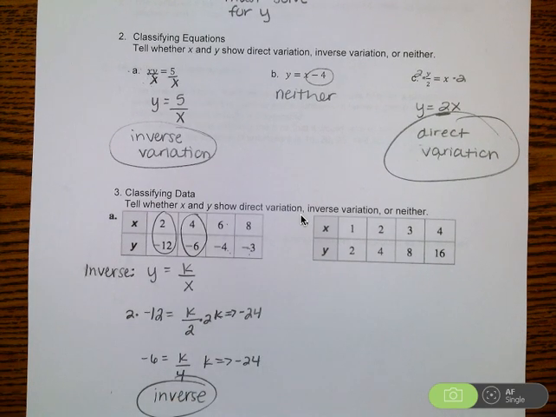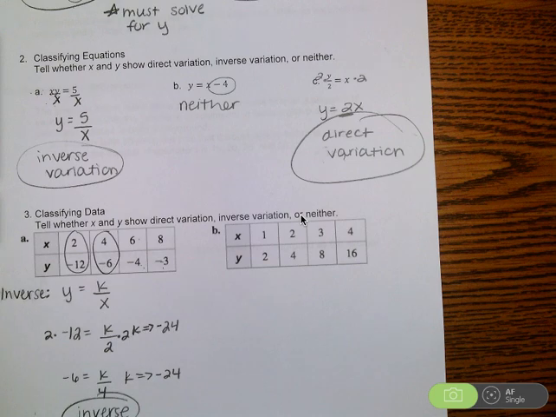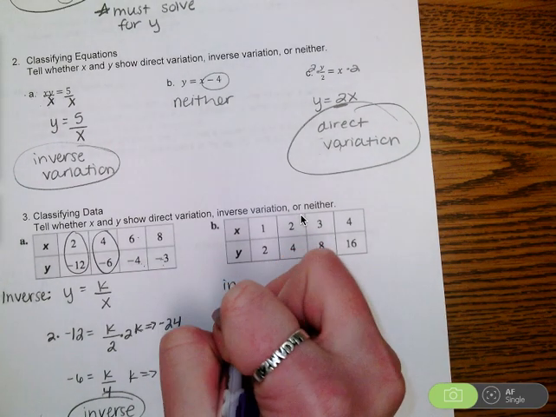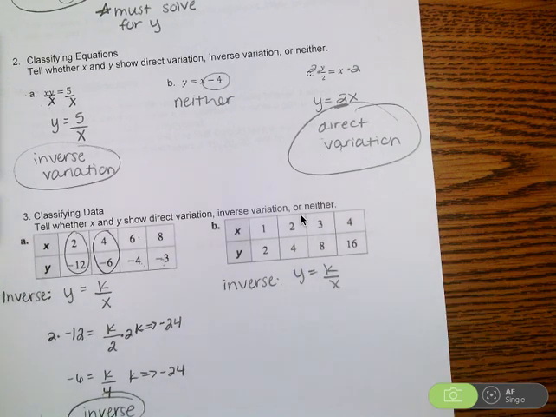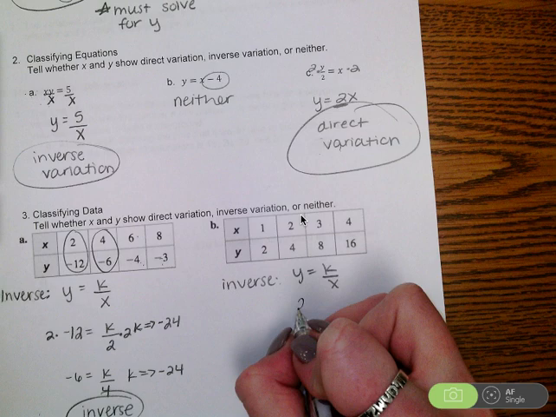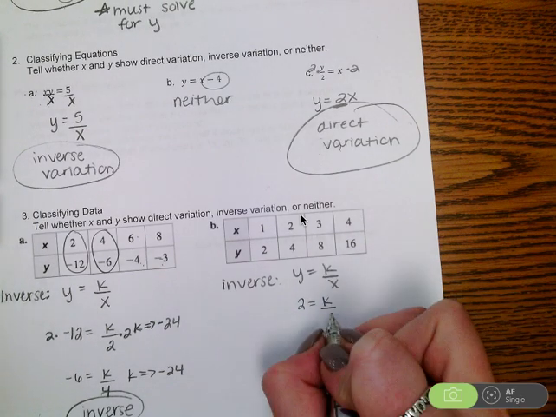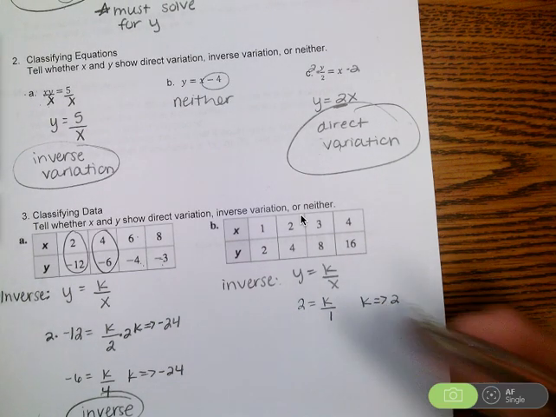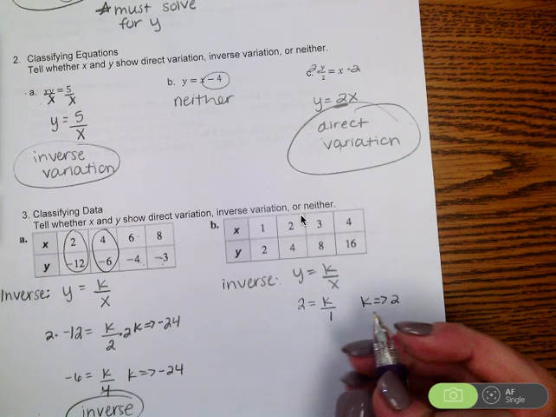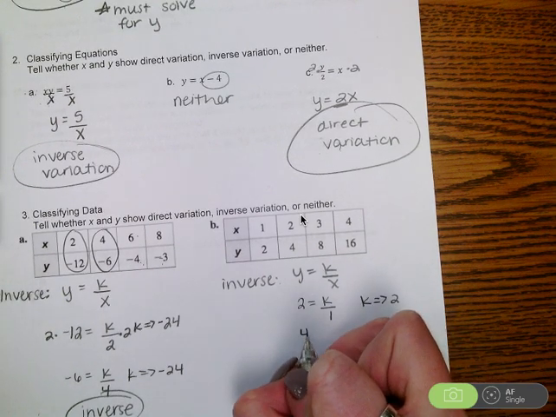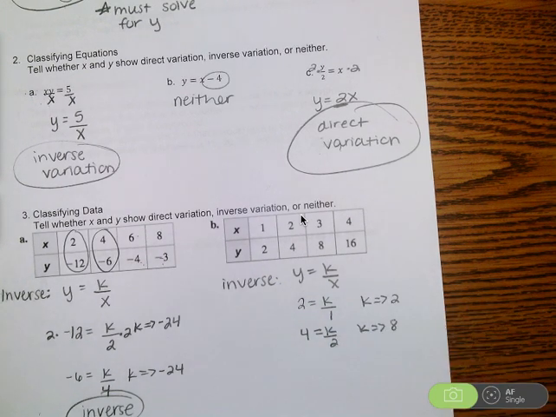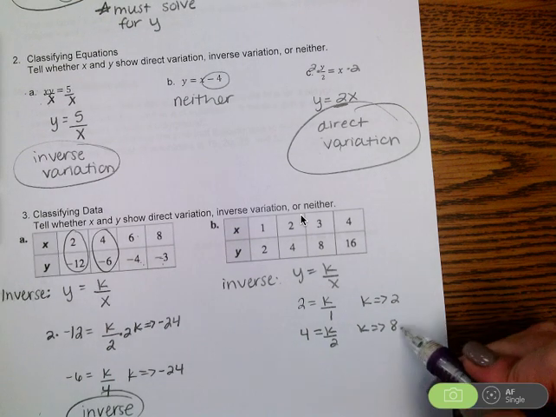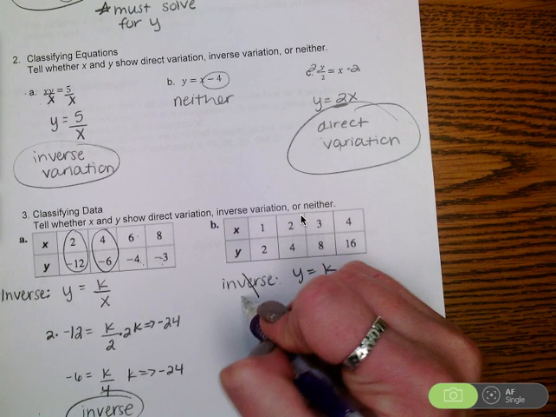Okay, let's do another one since I clearly don't know what's happening. Let's check to see if it's inverse. If it's inverse, the y value is going to be a constant divided by x. So that means that 2 is going to be some kind of constant divided by 1, which means that the k value is 2. Okay. If that pattern continues, then 4 should be equal to k over 2, and then k is going to be 8. And the thing about the constant of variation, guys, is that the constant is constant, and 2 and 8 are not constant. So that means that it is not inverse.